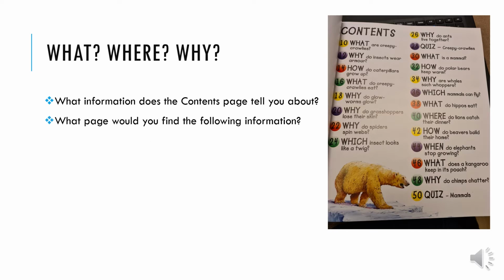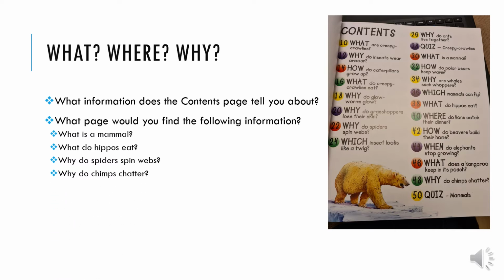So, quick little activity. I want you to tell me which page, write it down, which page you would find the following information. Which page you would find what is a mammal, what do hippos eat, why do spiders spin webs, why do chimps chatter, how do caterpillars grow up. So take a few minutes and tell me which page you would find each of the answers to those questions on.